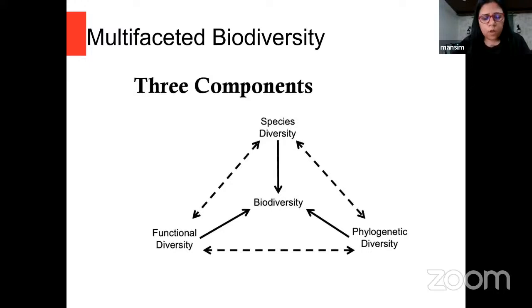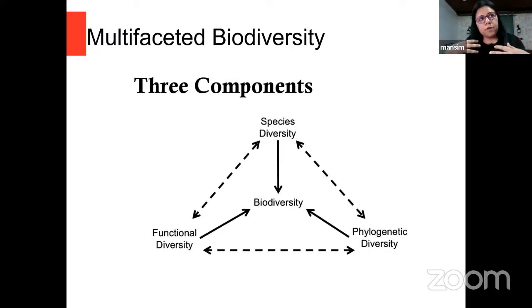For instance, let's take two communities, community A and B, and both have 10 species. Now, of course, everyone would be tempted to say that they are equally diverse. The biodiversity of community A is equal to the biodiversity of community B. Now, what if I tell you that the 10 species in community A are all from the same genus, whereas the 10 species in community B are from 10 distinct genera, right? They still have the same 10 species, but now the phylogenetic diversity, or the diversity of lineages present in the two communities, is very different. So one has a much higher phylogenetic diversity.